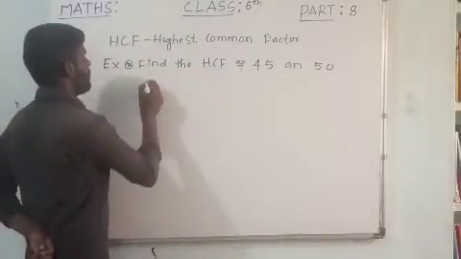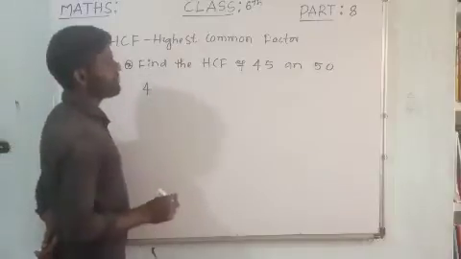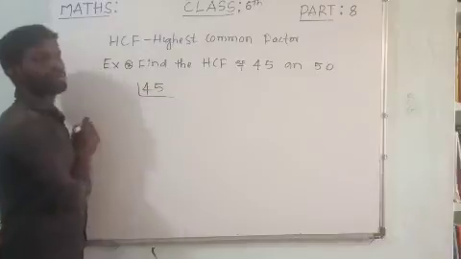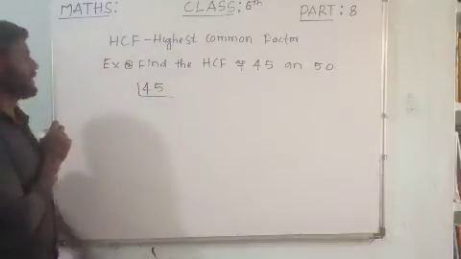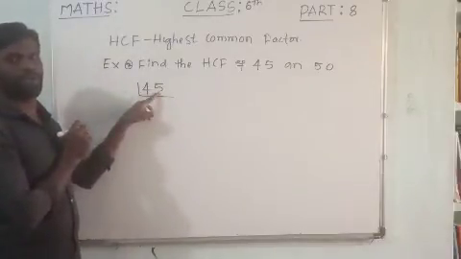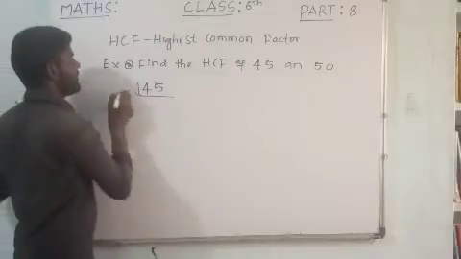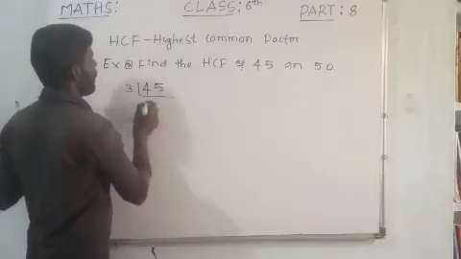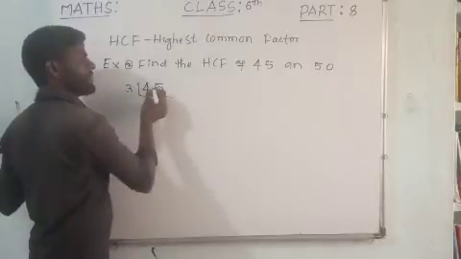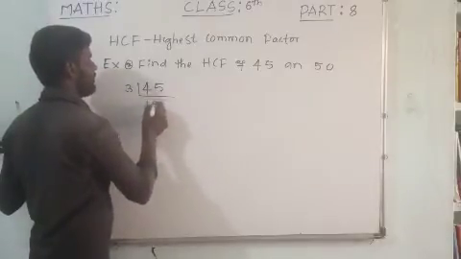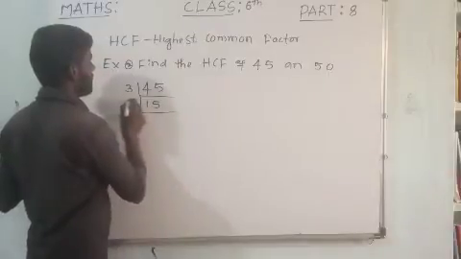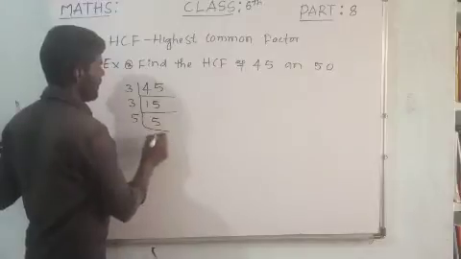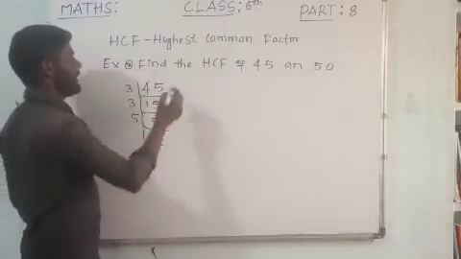We know that we list the factors by the factorization method. 45: don't choose 2 here, use only 5. 3 can also be used. 3 ones are 3. Here 4 minus 3, means 1 is left out. 3 5s are 15. Then 3 5s are 15. Then 5 ones are 5. Next, 50.